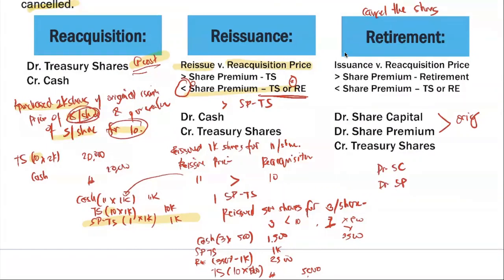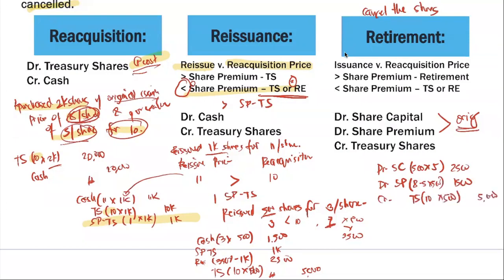How many shares are left? If the first shares were 2,000, we reissued 1,000, and we reissued another 500, how many shares are left? 500 shares. You remove the par of 500 shares. 500, the par value is 5 per share, so 25. Then you also remove the share premium of the original issuance. The original issuance price is 8 per share. If the par is 5, then 8 less 5 times 500 is 1,500. And then you remove the treasury shares at cost. What is the cost of the treasury shares? 10. 10 times 500 is 5,000.